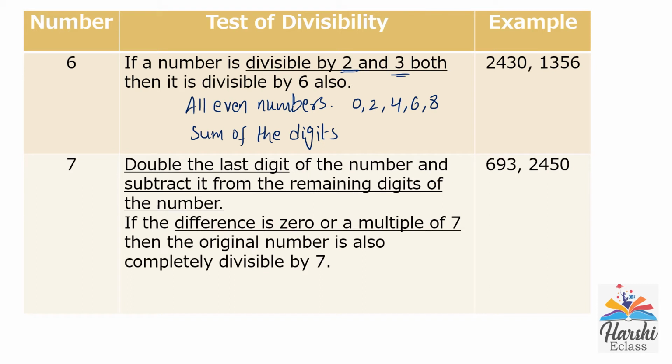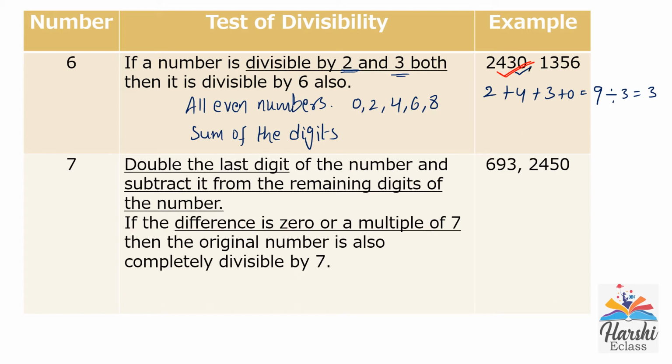Examples: 2430. 2430 is ending with 0. So it is an even number divisible by 2. Now check with 3. 2 plus 4 is 6, 6 plus 3 is 9, 9 plus 0 is 9. 9 is a multiple of 3. It is completely divisible by 3. So 2430 is divisible by 6 also.